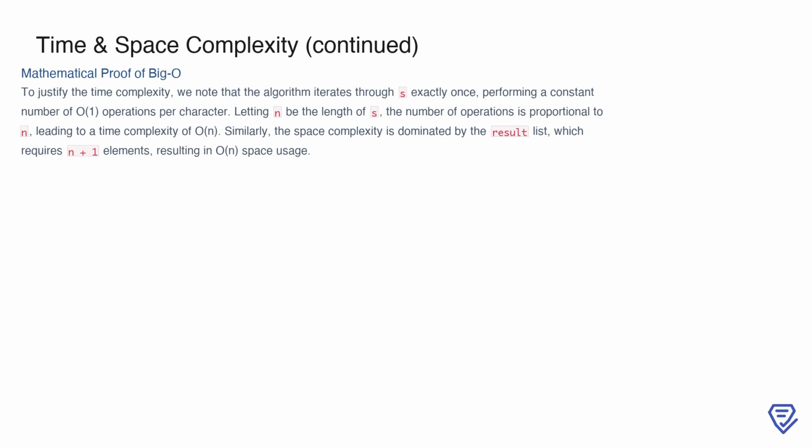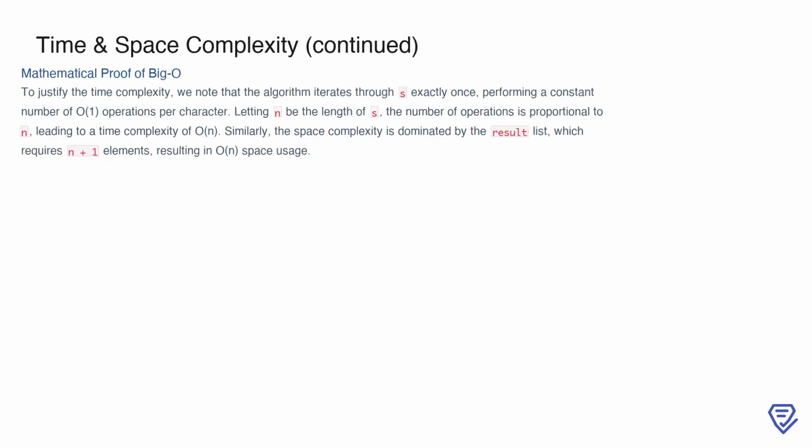To mathematically justify the time complexity, we observe that the algorithm processes the string S exactly once. For each character in S, it performs a constant number of operations, such as comparisons and updates, all of which take O(1) time. Since the number of characters in S is n, the total number of operations is proportional to n, resulting in a time complexity of O(n).